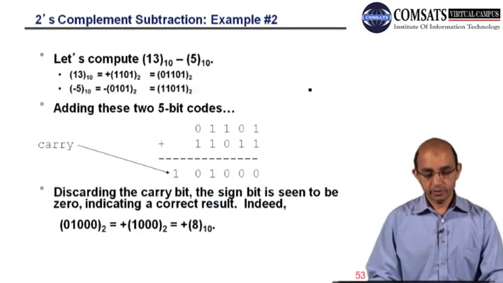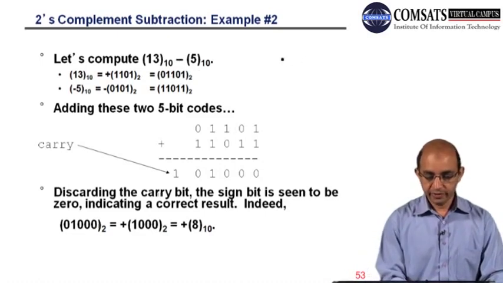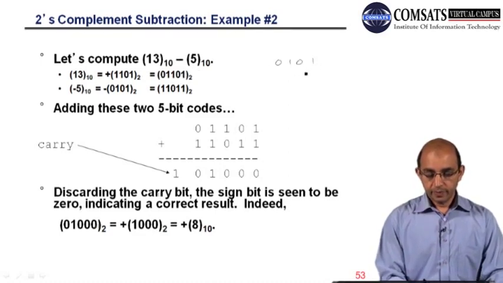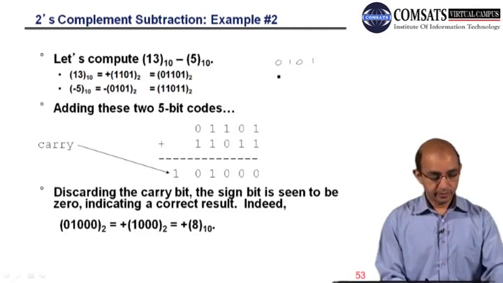Another example: here we have 13 and 5. What we need to do is calculate the 2's complement of this number. So 5 is 0 1 0 1.